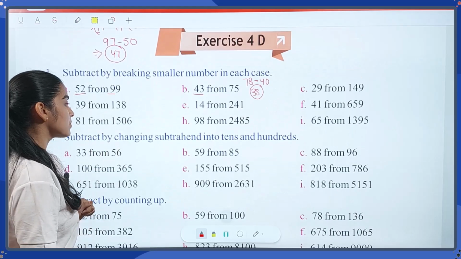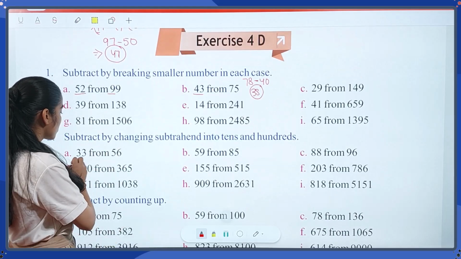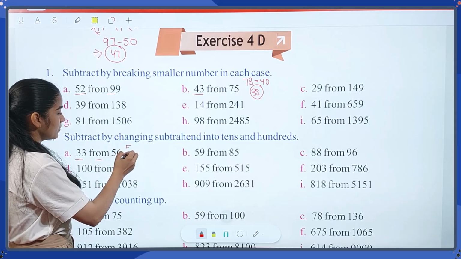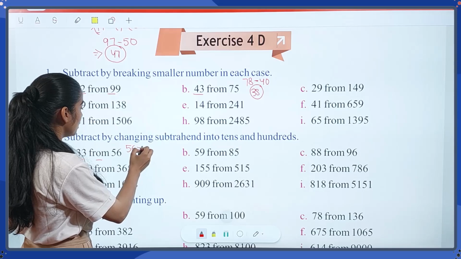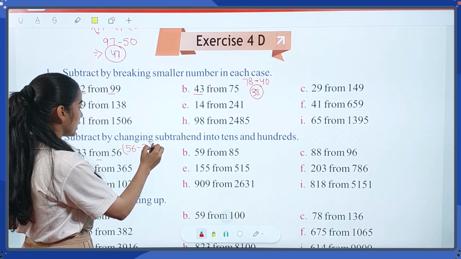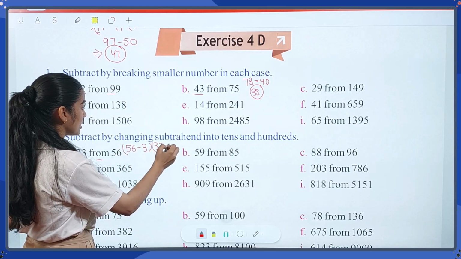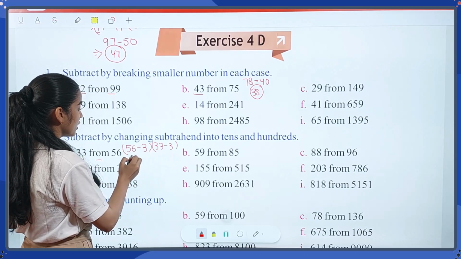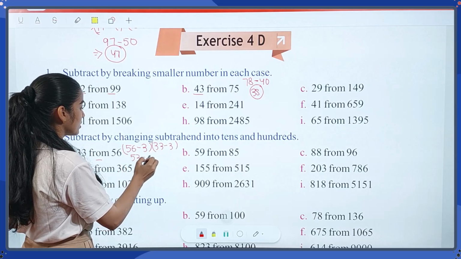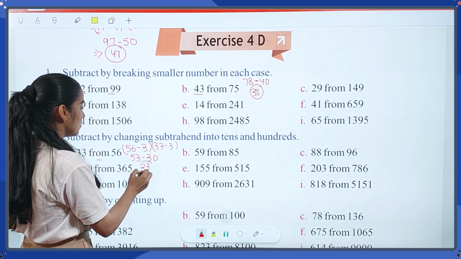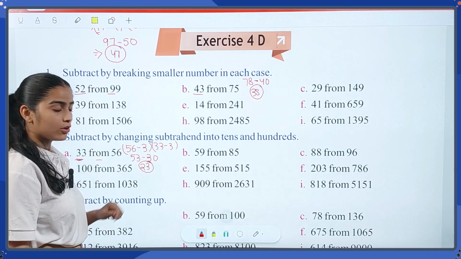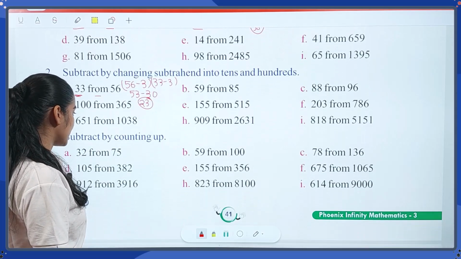Subtract by changing the subtrahend into tens and hundreds. So how can you convert 56? It will be converted into a multiple of 10 by subtracting. So we have to subtract 3 from it, and 33 minus 3. Here we get 53 and here we get 30. So 53 minus 30 is 23, your final answer. So you can solve these questions in the same way as I do.